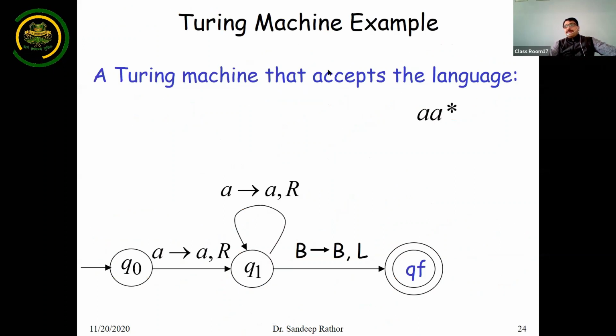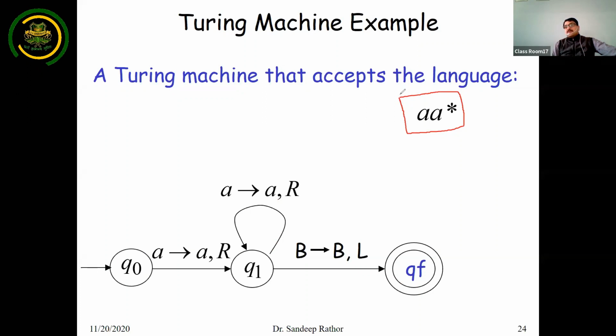Now, how can we write the transition, or how can we design a Turing machine? Just we will see a simple example. Suppose the example is that we have to design a Turing machine for A star. So what does it mean?